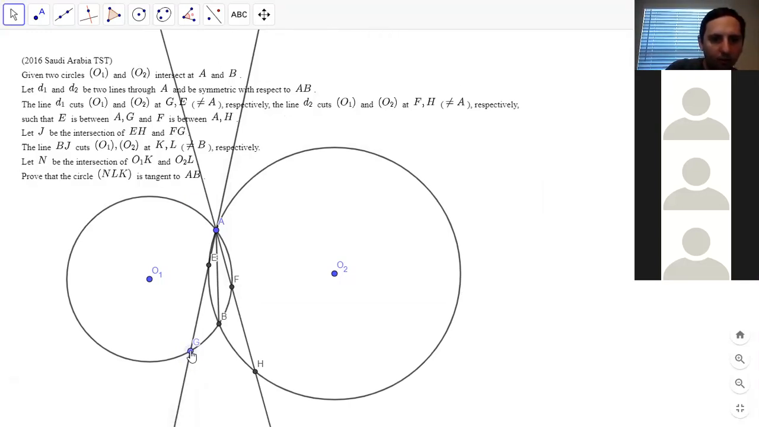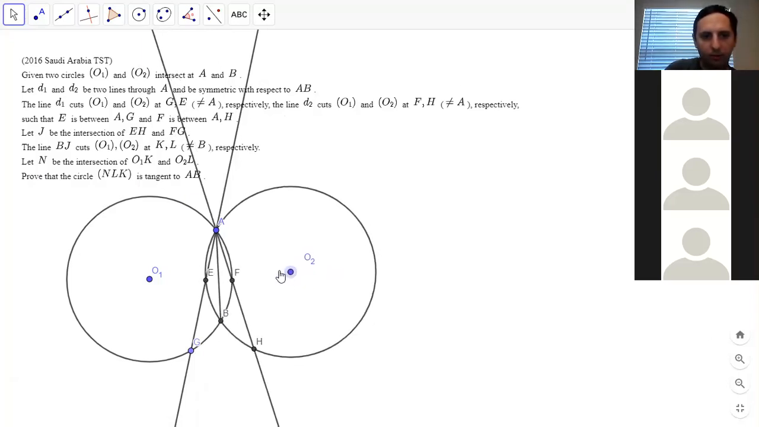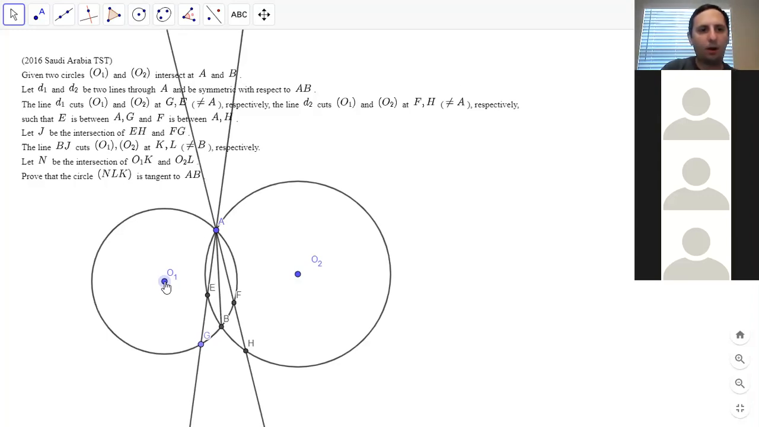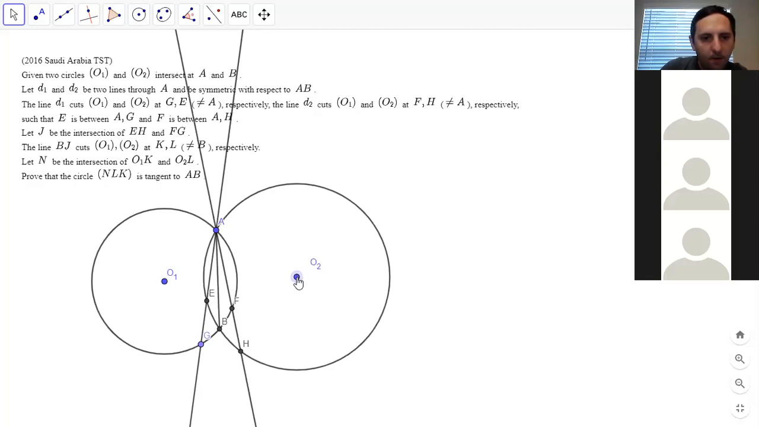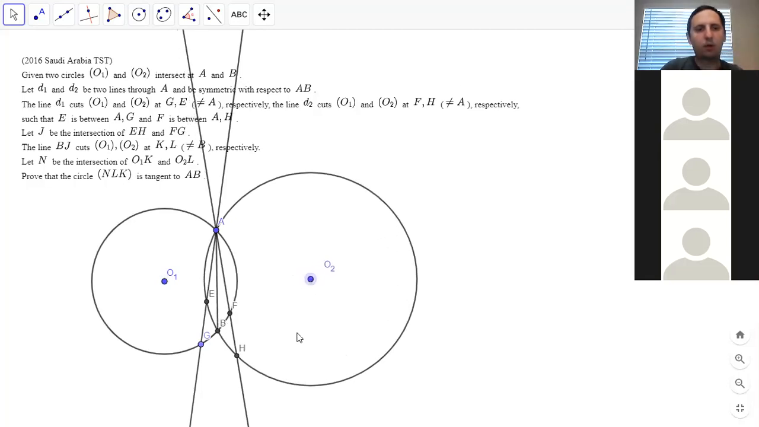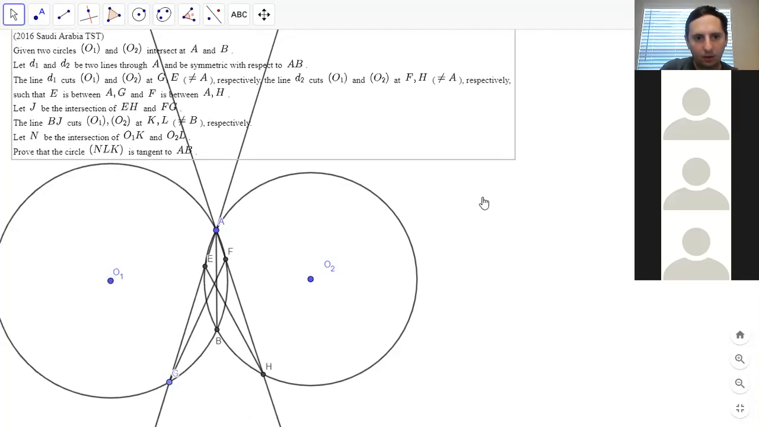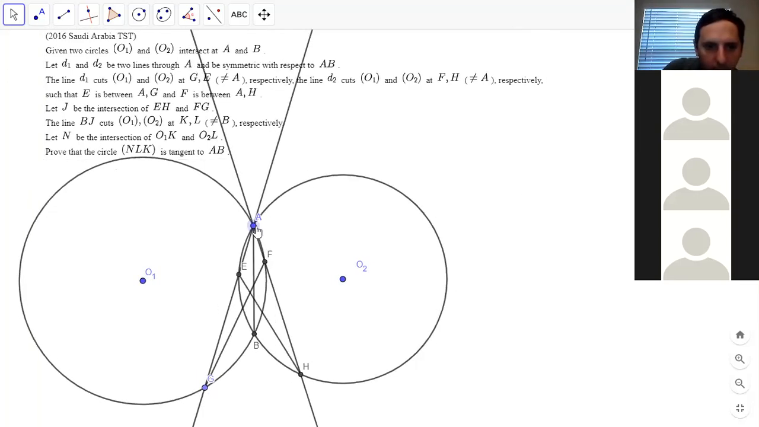All right, so let me think about how to make the intersection of these circles bigger. Maybe something like that. Okay, so J is an intersection of EH and FG. Yeah, this diagram is too cramped. I'm going to make it better. Yeah, maybe like that. And I don't want it to look like it lies on AB.